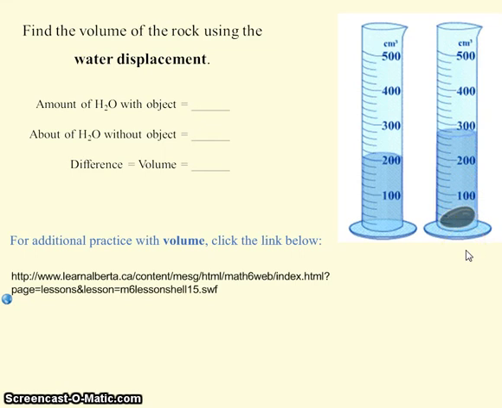In order to find the volume of the unknown object, you would have to take the amount of water with the object in it and write it on the first line. Then take the measurement for the amount of water without the object in it and write it on the second line. To find the volume of just the object, the rock, you would take the difference between the water volume with the object in it and without the object in it. Please record your answer on the third line.